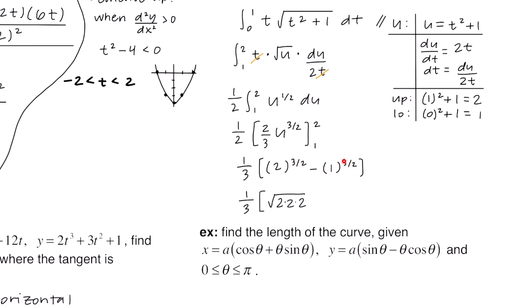Over here, this is just 1. So I'm going to bring over the 1/3. And right here, the square root of 4 is 2. So we get 2 root 2 minus 1. And that's our final answer, the length of the curve from 0 to 1.